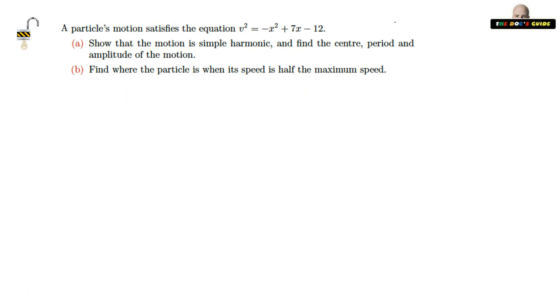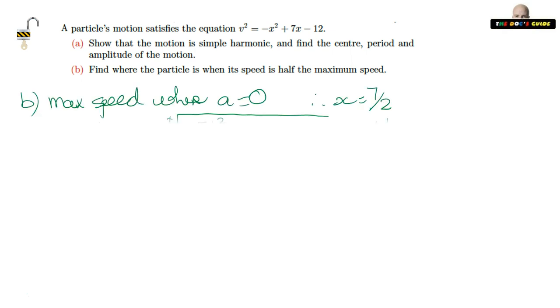Now for the second part, find where the particle is when its speed is half the maximum speed. We know that the maximum speed occurs when the acceleration is 0, so that happens when x is equal to 7 on 2, as it passes through the equilibrium position. And when that's the case, then the velocity, plus or minus the square root of our expression for v when we put 7 on 2 into it, becomes plus or minus a half.